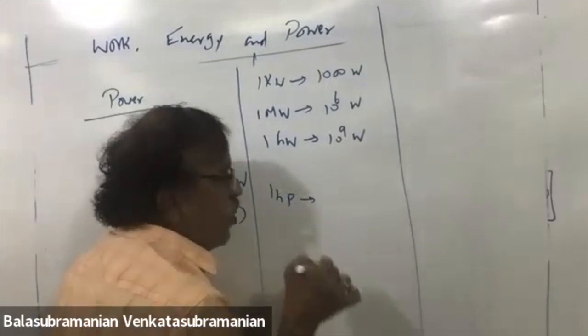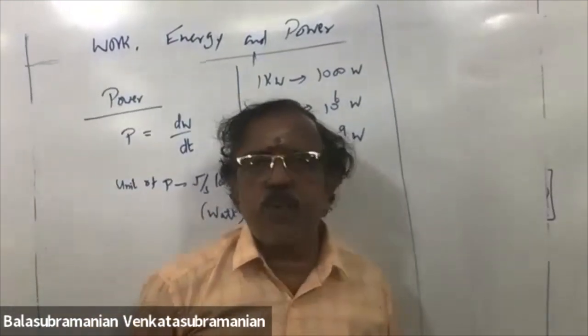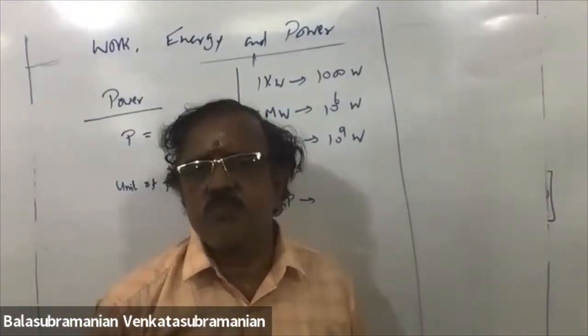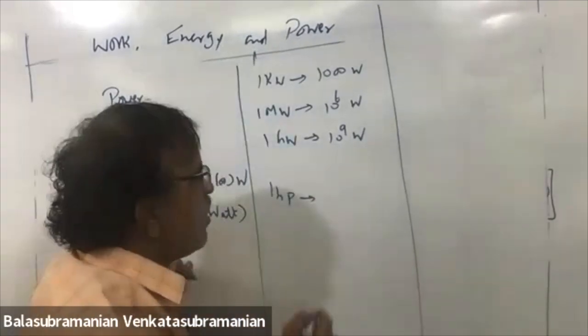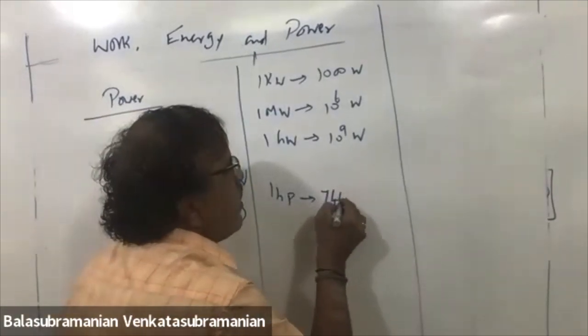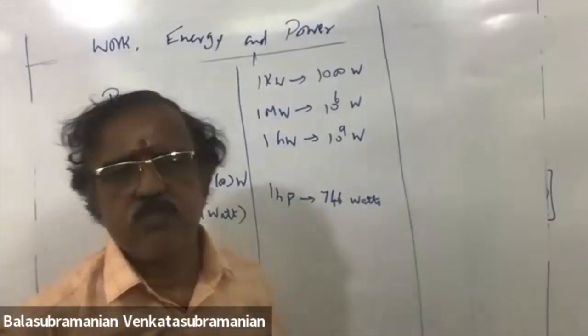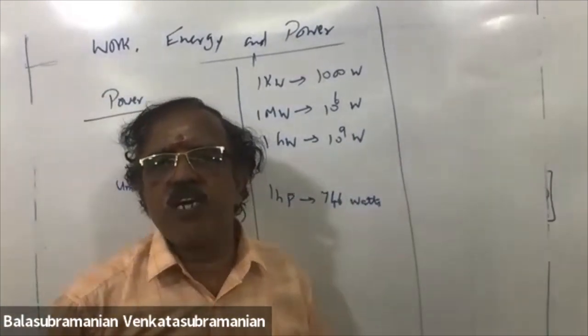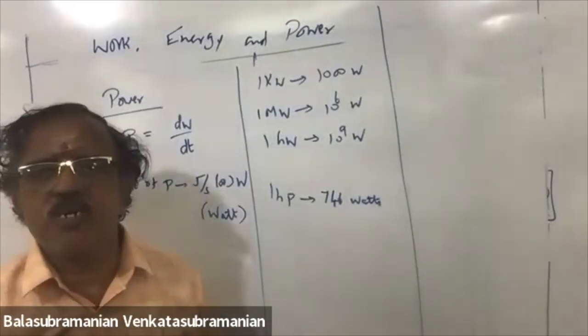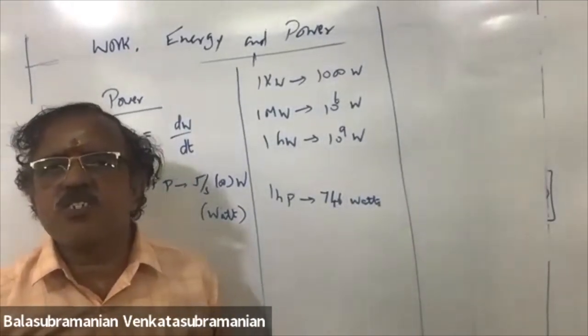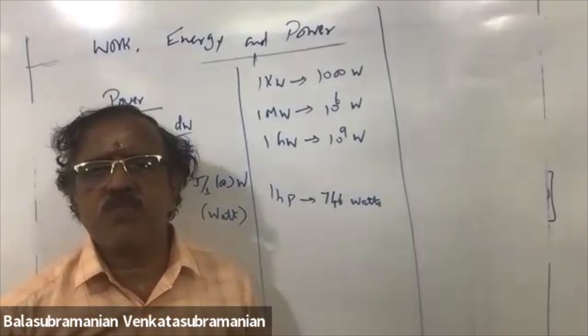Even now we are using horsepower for motor pumping and all. 1 horsepower is equal to 746 watts. Half HP motor, 1 HP motor, 2 HP motor, you have heard these. 746 watts is 1 horsepower.